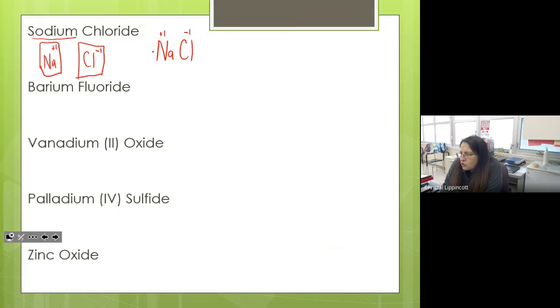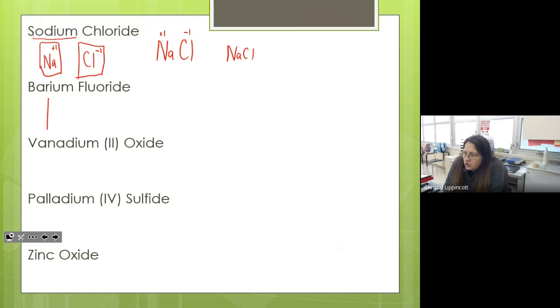We need to make sure that our atom is at an overall charge of 0 once we've written the formula out. Okay, this is at 0 now. +1, -1, we're at an overall 0 charge. So because of that, we are done writing this formula out. The formula for sodium chloride is NaCl.